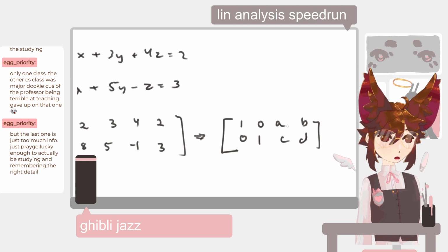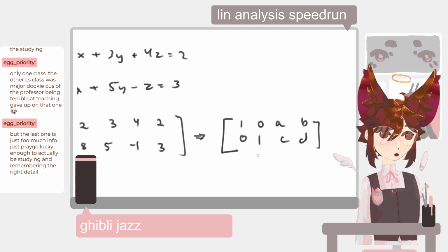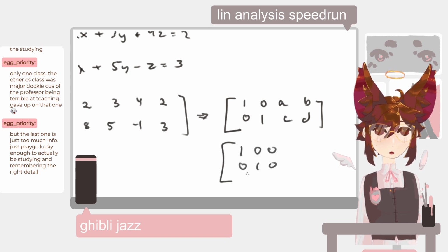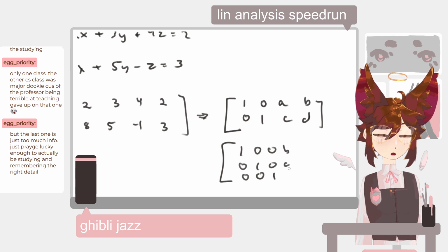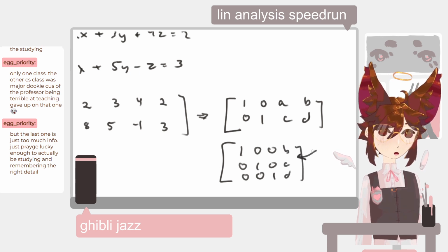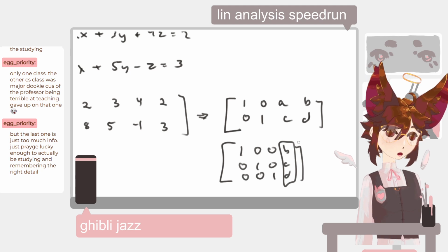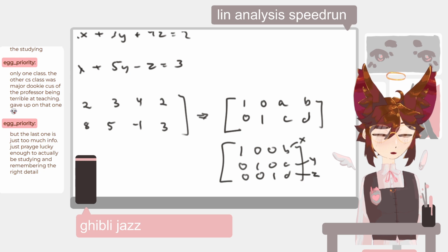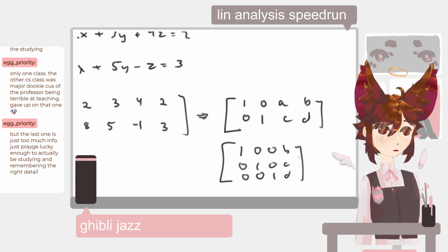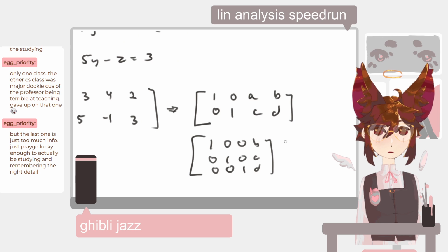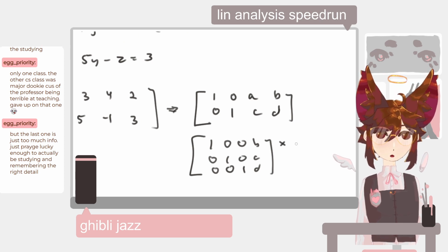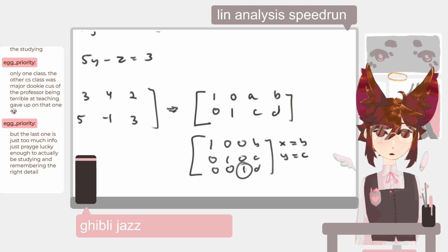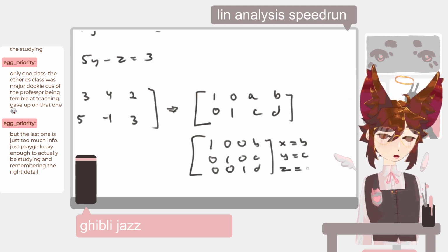Then, if we get it to completely reduced row echelon form, like 1, 0, 0, 0, 1, 0, 0, 0, 1, and then B, C, D, these numbers right here would be our solution, right? This would be X, this would be Y, this would be Z. The reason is that if we go back to our equation form, we would see there's a 1 in this column, X equals B. There's a 1 in this column, Y equals C. And there's a 1 in this column. I don't know why I didn't write A. Z equals D.